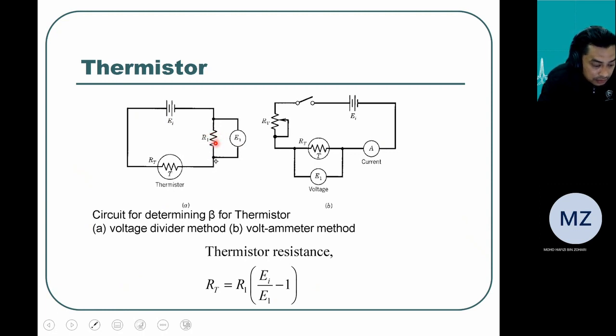R1 is a fixed value. We can just fix the value for R1. What we do is we put a measurement here. We measure the E1, the voltage along this resistance here. You find the E1, then you put it into the equation, because Ei is a fixed value. This one is fixed, given, and you measure this one, you can find RT. The E1 you can get from a voltmeter.